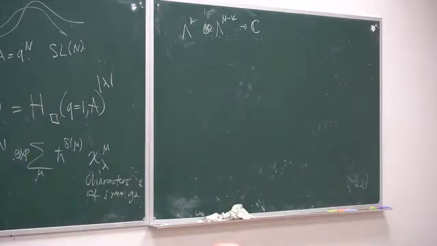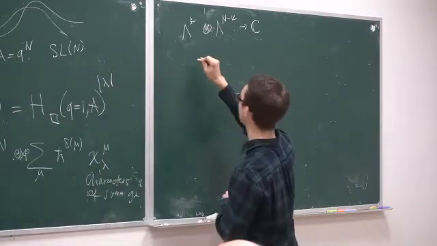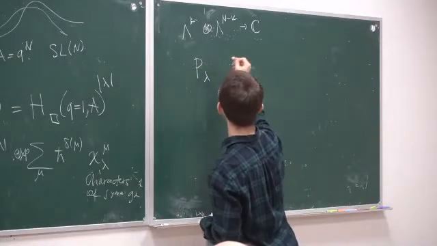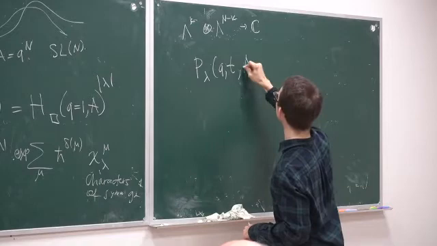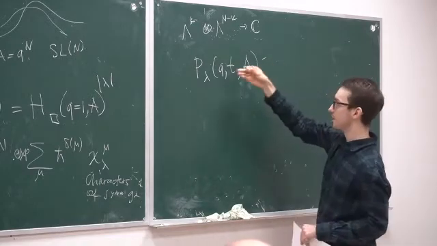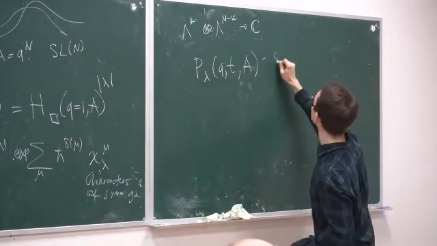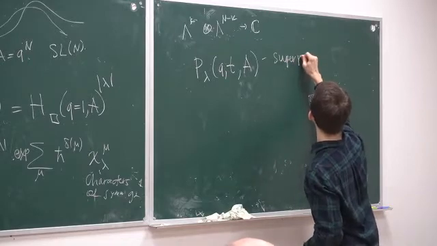And also this has some version for superpolynomials. So P lambda of Q depends on three variables, Q, T, and A. These conjecturally exist and many people are studying them.